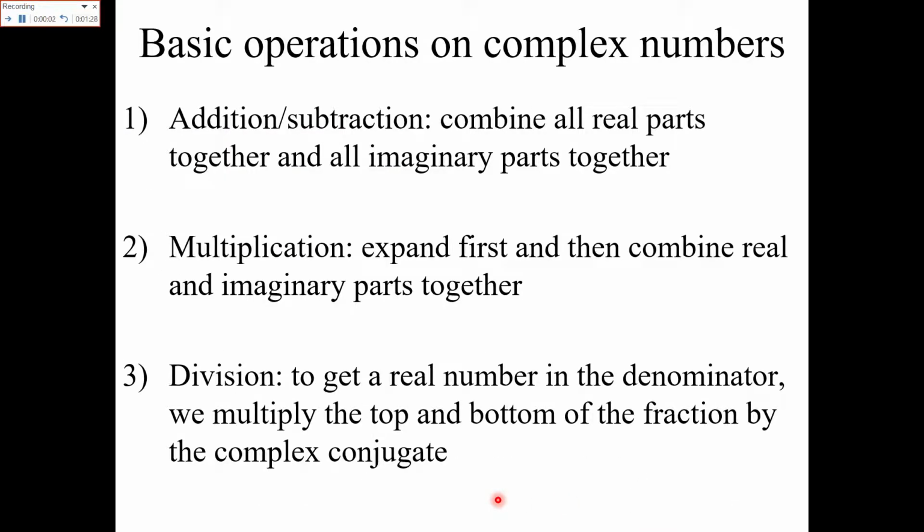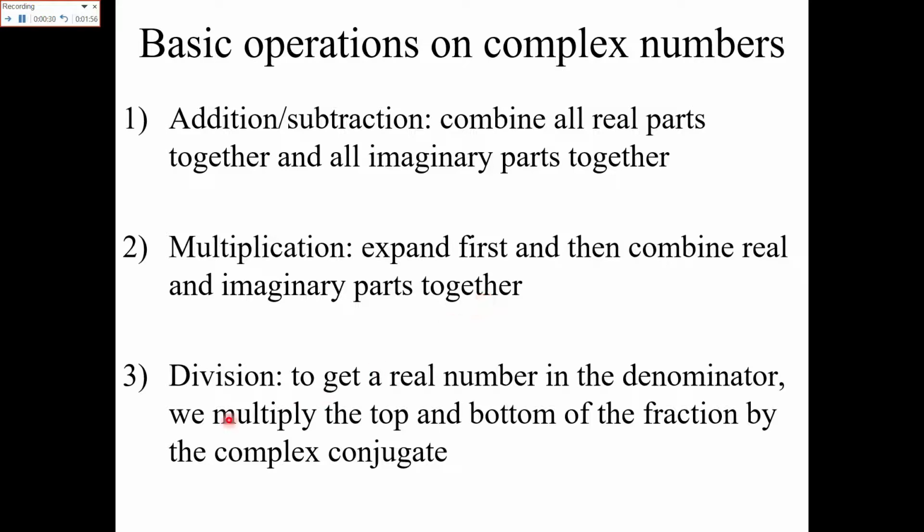Now the basic operations on complex numbers, as we studied in lecture number 2. In addition and subtraction, we combine all the real parts together and all the imaginary parts together. In multiplication, we first expand the two complex numbers, and then we combine the real part with the real and the imaginary part with the imaginary part.